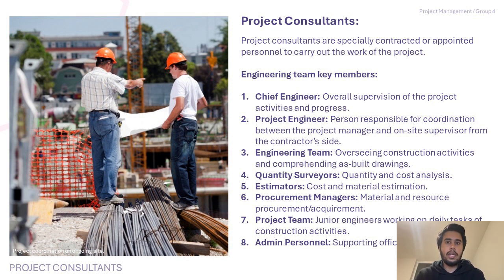And then there's going to be the basic project team, the junior-most level of the engineering team, where the junior engineers and the engineers are going to be working on the daily tasks of the project. So preparing drawings, comprehending drawings coming from the architect, coordinating with them on different things under the guidance of the project engineer and the chief engineer, and then the admin personnel that are going to be helping out with the other tasks in the office.